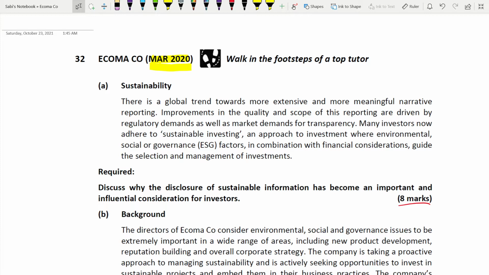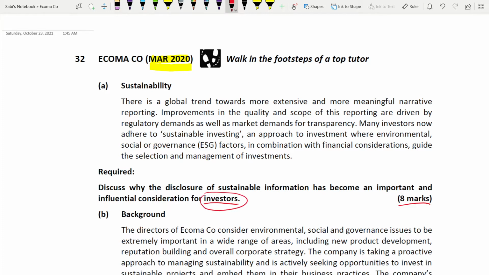Okay, so first let us read the requirement. Discuss why the disclosure of sustainable information has become an important and influential consideration for investors. This is from the point of investors. Whenever it is about something that you have to do with analysis of a company, it could be anything: integrated reporting, sustainability reporting, maybe your non-financial information, some financial information. Why do investors need it? So the question is focusing on the investors. So this is very important.